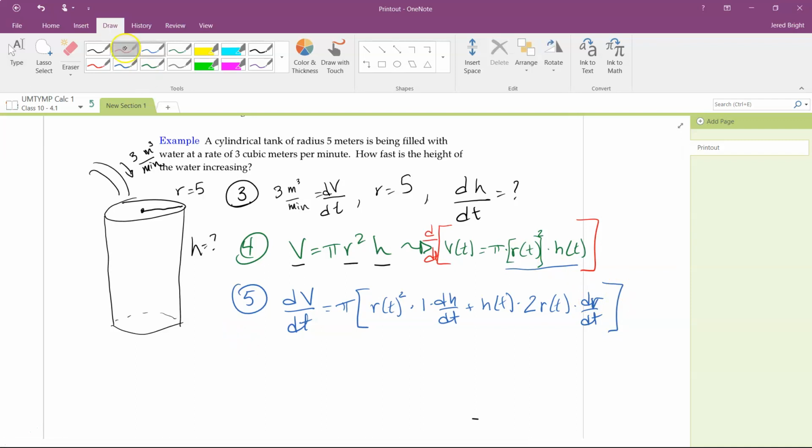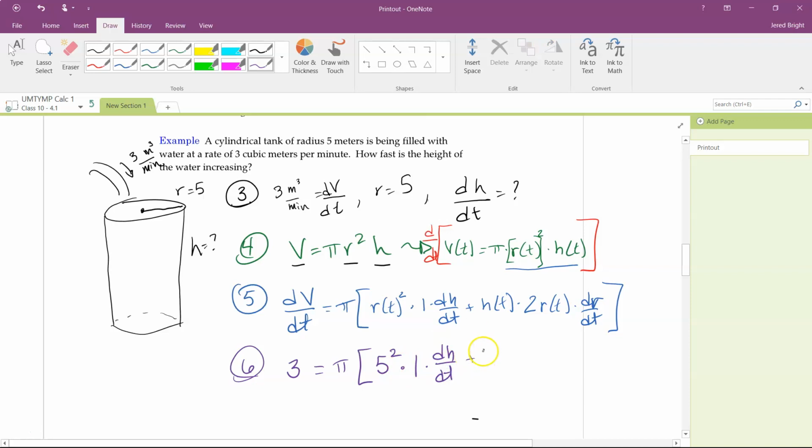Okay, now for number 6, this is where I can substitute values in. So dV/dt, I know that that is 3, and then I get pi times the radius at our specific moment in time. Well, actually the radius is always 5. Okay, this is one example where you could have substituted the radius in and you would be okay. And then times 1 times dh/dt, that's what I want to find. Okay, h of t is, oh, I don't know what h of t is. Okay, and then 2 times r, which is 5, times dr/dt.